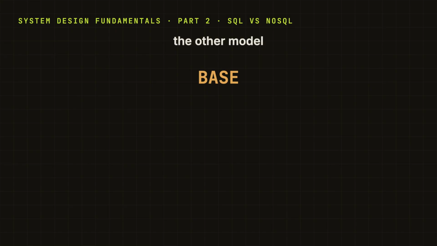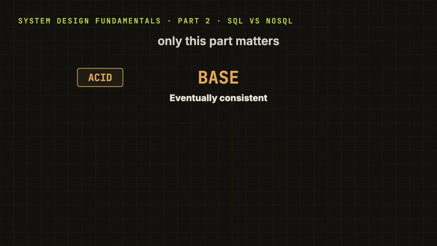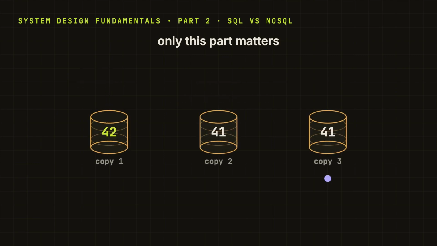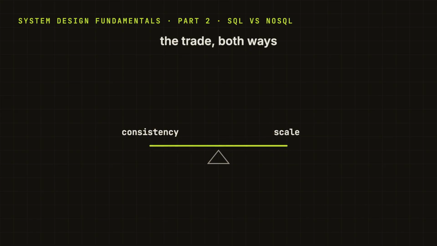And many NoSQL databases follow a model called BASE, which stands for basically available, soft state, eventually consistent, instead of ACID. The key idea to remember is that last part, eventual consistency, meaning if you write something and then immediately read it from another copy, you might get a slightly old answer for a short moment until the copies catch up. That sounds bad, but for a lot of things, like a like count or a view count, it is completely fine. And in return, you get huge scale. So the trade is: SQL gives you strong consistency and relationships. NoSQL often trades a little of that away for scale and flexibility.